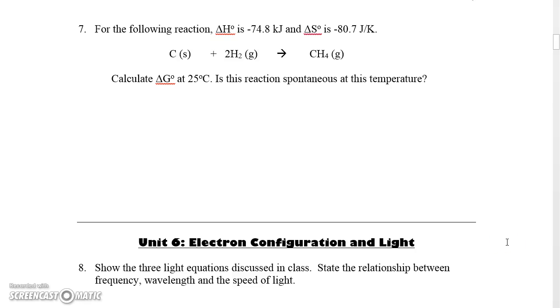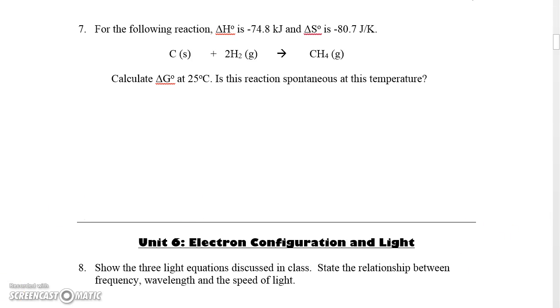So for number 7, it says the following: for the following reaction, our delta H naught is negative 74.8 kilojoules, and our delta S naught is negative 80.7 joules per Kelvin. We need to find our delta G naught at 25 degrees Celsius. And we have to figure out if this reaction is spontaneous at this temperature.